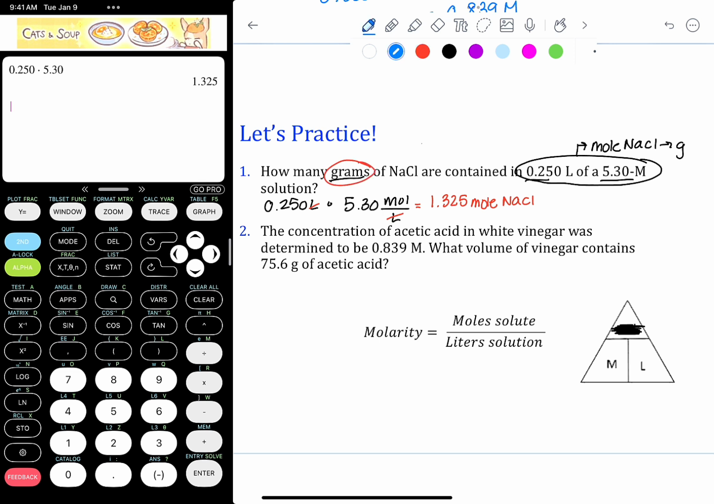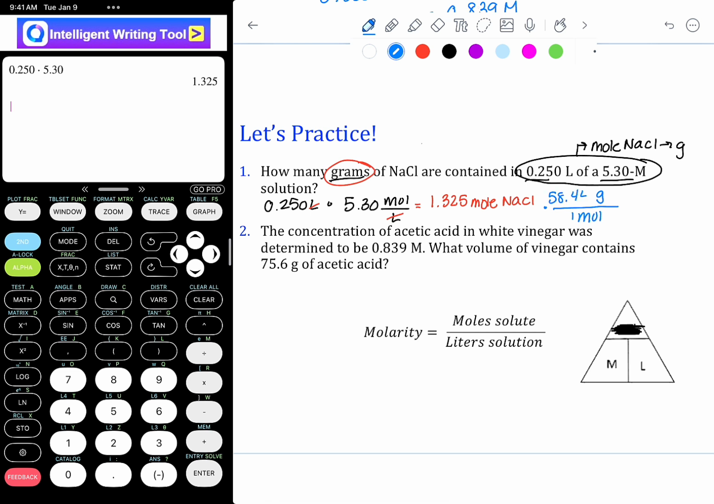So to find grams, we're going to have to use the molar mass. If I want to find grams, grams will go on top, 1 mole will go on the bottom, and the molar mass of NaCl is 58.44. Again, we can use our periodic table to find that molar mass. So we'll take that mole value and multiply it by 58.44, and we get 77.433 grams. With sig figs, that'll reduce to 77.4 grams of NaCl.